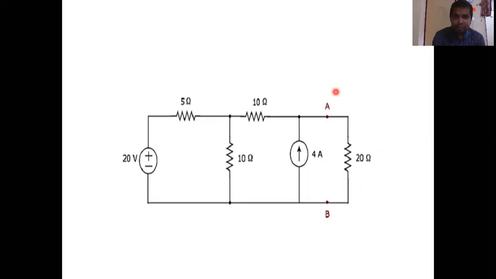Suppose, for example, this is my circuit. Here, all these elements remain the same: my 20 volt same, 5 ohm same, 10 ohm same, 10 ohm same, and this 4 ampere, but my load keeps on changing. That means this 20 ohm load keeps on changing. One time it is 20 ohm, one time it is 10 ohm, one time it is 5 ohm. The load is changing.